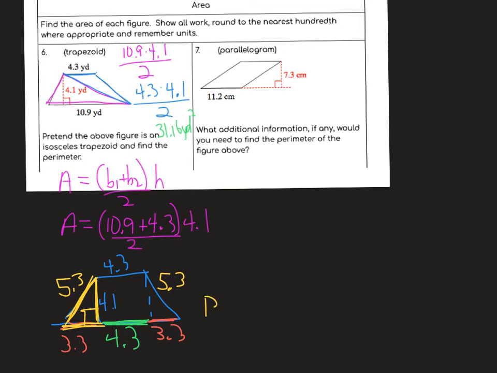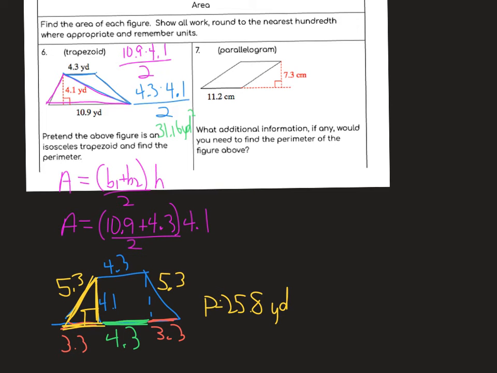So the perimeter is 25.8, and that's in yards. We won't be asking you that specific question on the quiz, but that is how you would do it. The nice thing about that question is it forces you to review the Pythagorean theorem and what perimeter is.